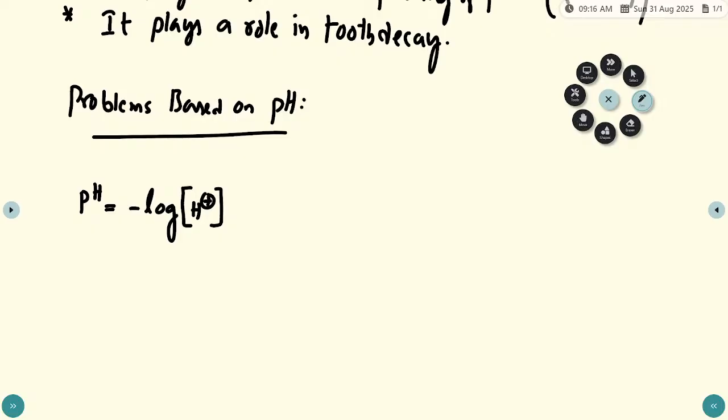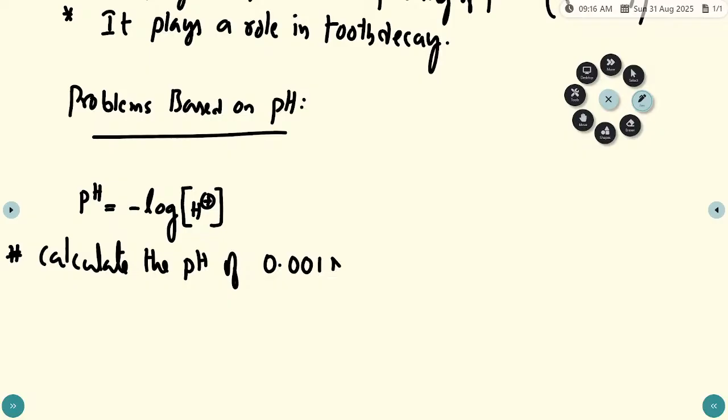So first problem, calculate the pH of what? 0.001 M HCl solution. Okay, so how can you calculate the pH of 0.001 M HCl solution?